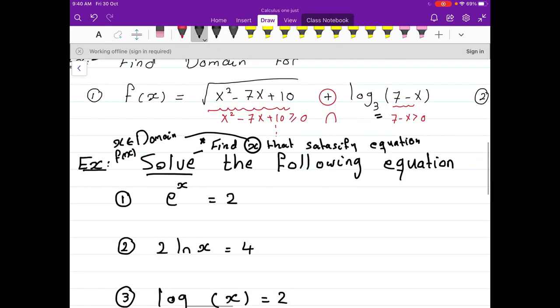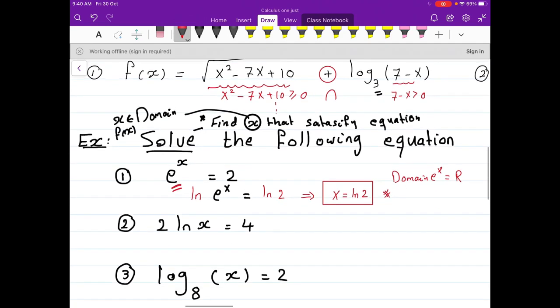Now, let us see the first equation, e to the power x equals 2. Before we solve the equation, what is the domain for e to the power x? The domain for e to the power x is R, so any value of x is allowed. To solve e to the power x equals 2, to cancel e, we take ln of both sides. So ln of e to the power x equals ln 2. Now ln and e cancel, and you get x equals ln 2.